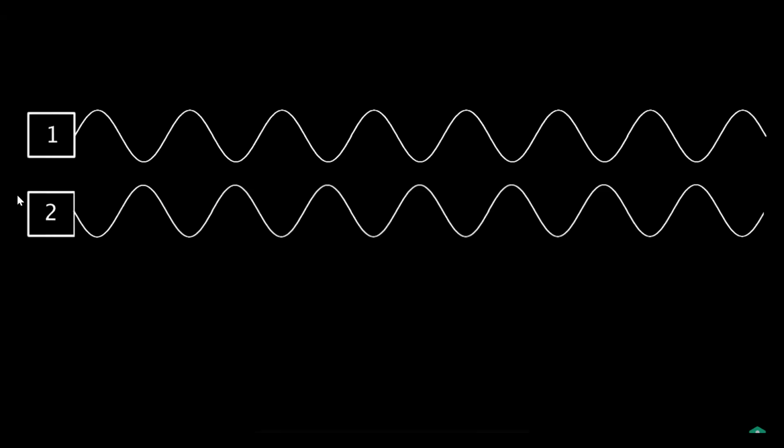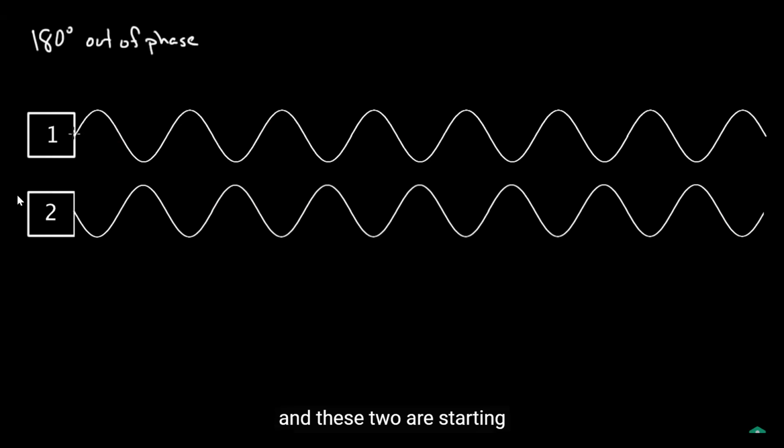How far out of phase are they? We say that these are 180 degrees out of phase. The phase refers to what point on the wave cycle the wave is at. And these two are starting completely separately, which is 180 degrees. You might think that means 360, but think about it. If you turn around 360 degrees, you're actually back to where you started.